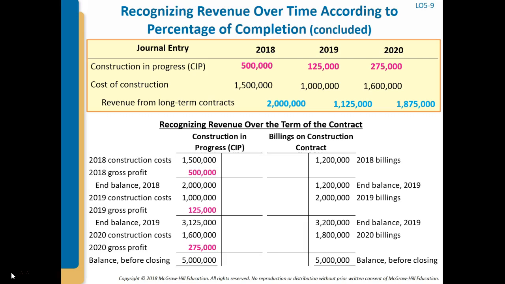After the job is finished, the only task remaining is for Harding to officially transfer title to the finished asset to the customer. At that time, Harding will prepare a journal entry that removes the contract from its balance sheet by debiting billings and crediting CIP for $5 million, reducing the balance of those accounts to zero. We record the same journal entry to close out the billings and CIP accounts regardless of whether revenue is recognized over time or upon completion.